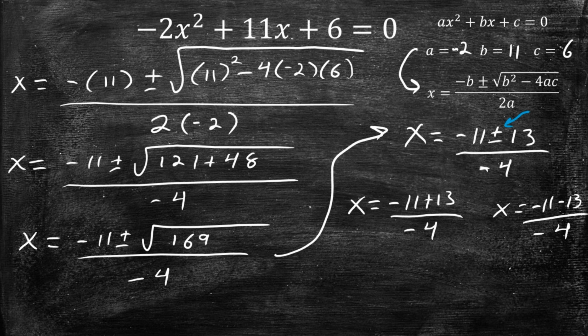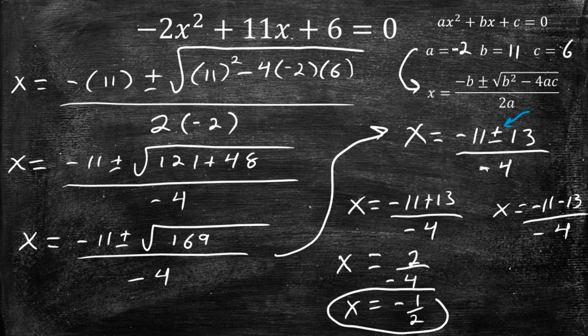All right, now let's just do the math real quick. Let's start with the left one. x is equal to negative 11 plus 13, which is 2, so you get 2 over negative 4, and that reduces further to negative 1/2. So that is one of our answers. For the next one, we have x is equal to negative 11 minus 13, which is negative 24 divided by negative 4. When you simplify that further, you get x is equal to 6.